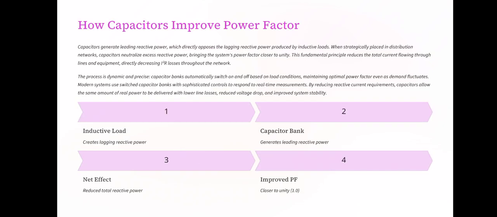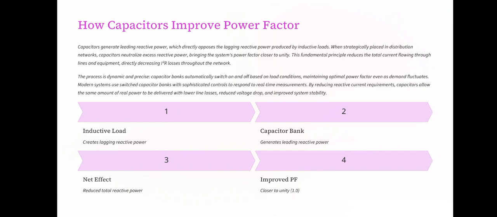How capacitors improve power factor? Capacitors generate leading reactive power, which directly opposes the lagging reactive power produced by inductive loads. When strategically placed in distribution networks, capacitors neutralize excess reactive power, bringing the system's power factor closer to unity. This reduces the total current flowing through lines and equipment, directly decreasing I-square R losses throughout the network. The process is dynamic and precise.